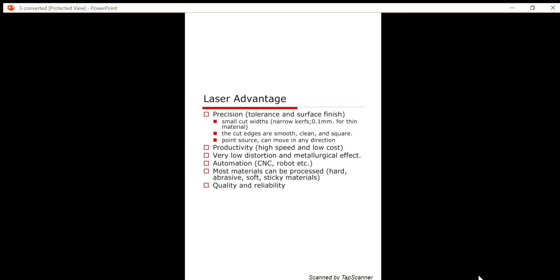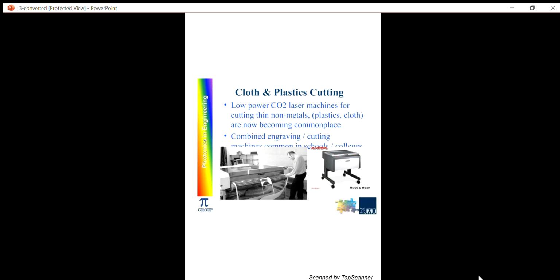The advantages of laser. The main advantages of laser are productivity, which means high speed and low cost, very low distortion and metallurgical effect, automation, most materials can be processed, quality and reliability. Cloth and plastic cutting: low power CO2 laser machines for cutting these non-metals such as plastic and cloth are now becoming commonplace.